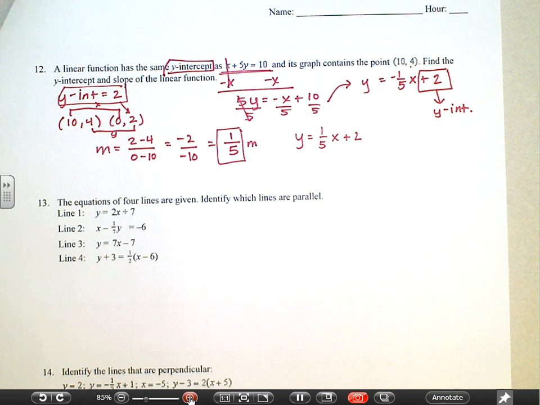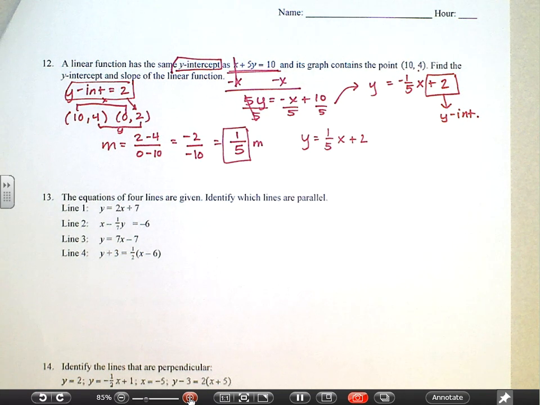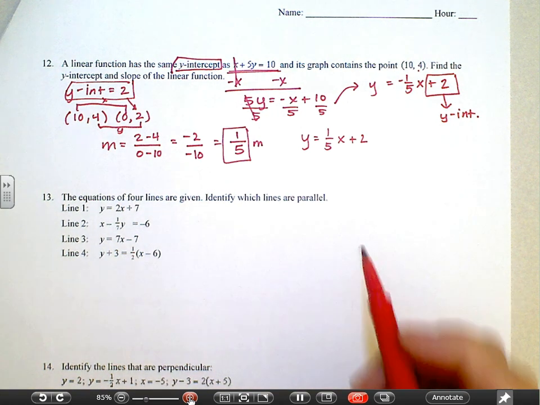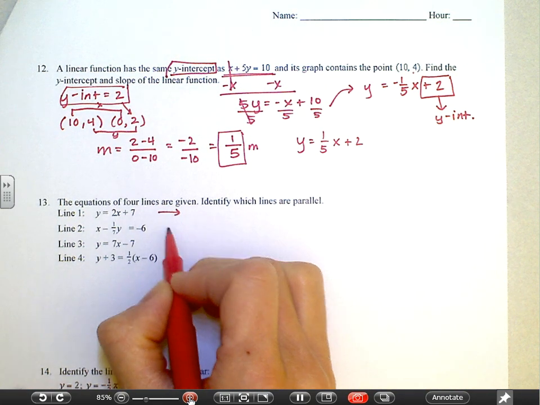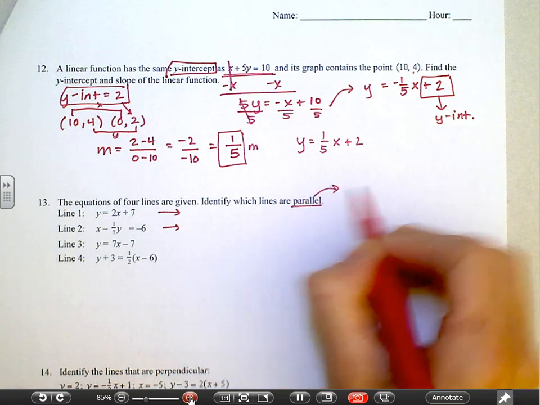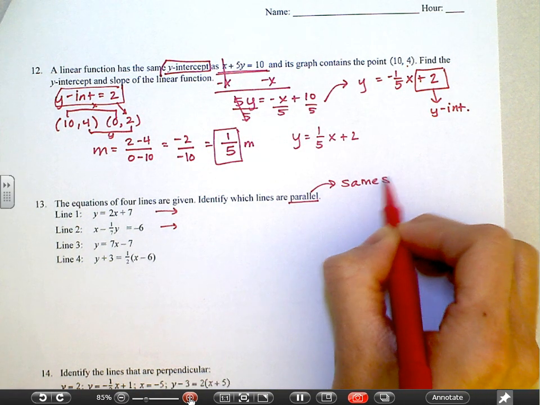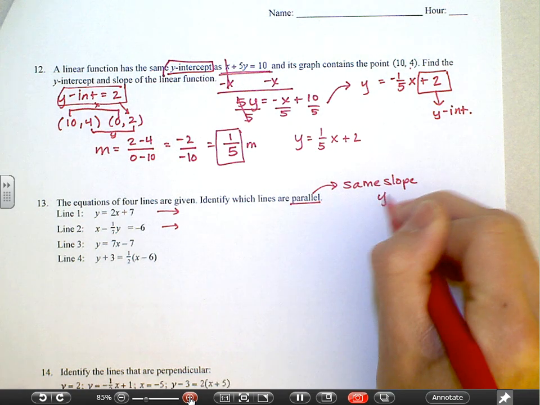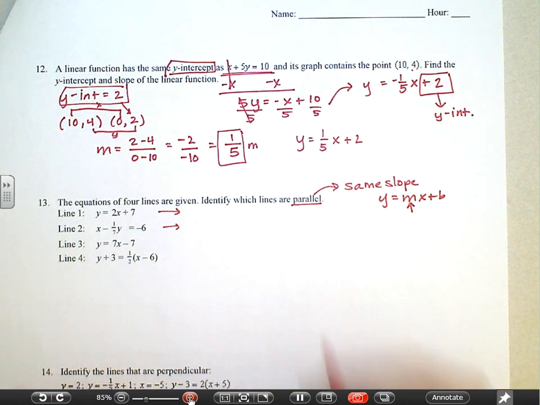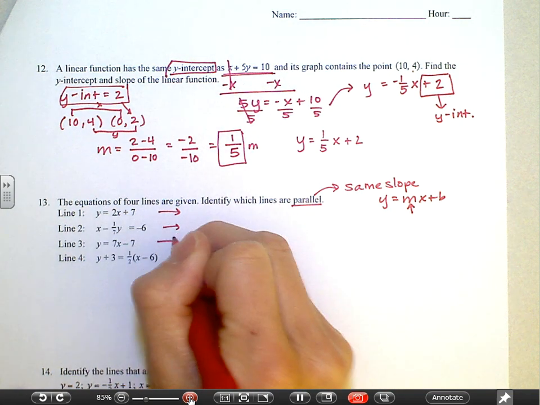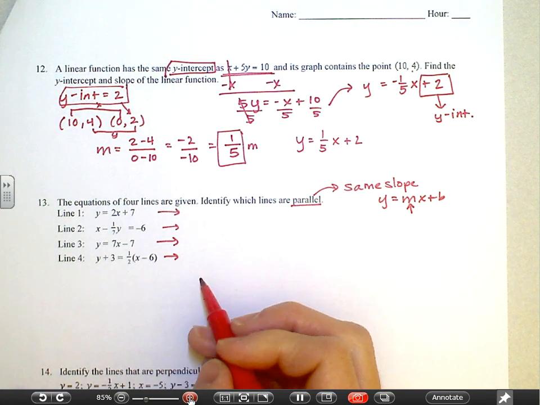All right, 13, 14, 15, that's what we did in class on Friday. So parallel perpendicular lines. Equations of 4 lines are given. Identify which lines are parallel to each other. So really what you need is all of these in the same form so you can see the slope. Because remember, parallel, we're looking at same slope. So the easiest way to see that is in y equals mx plus b. And all of these numbers need to be the same. So I'm going to see if I can get all of these into y equals mx plus b.